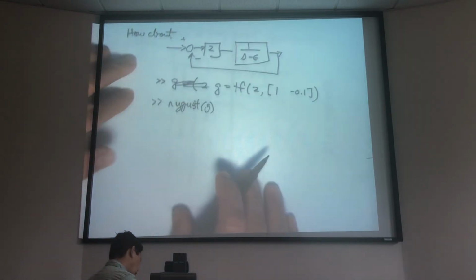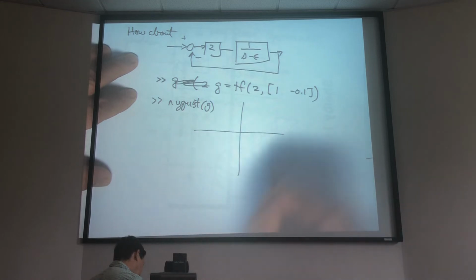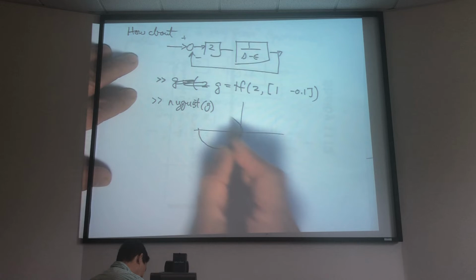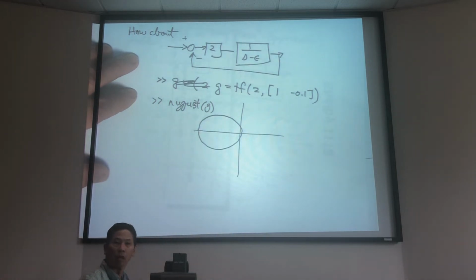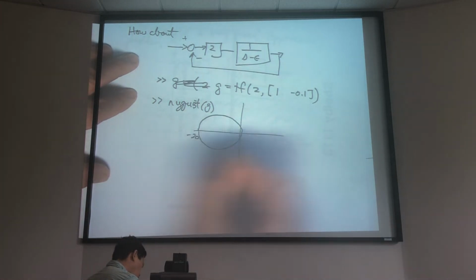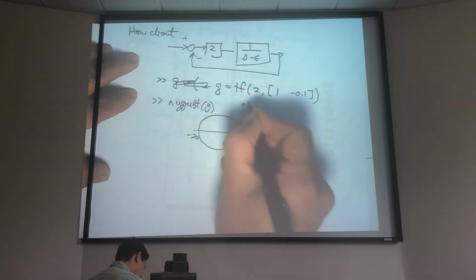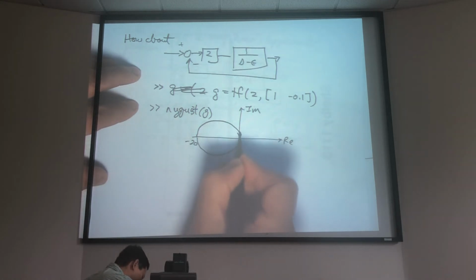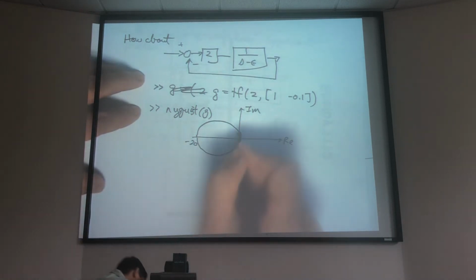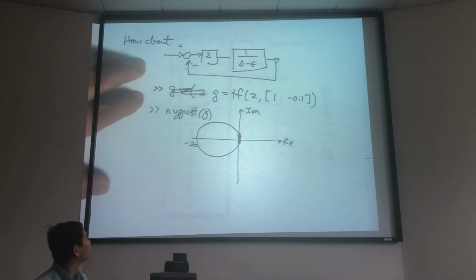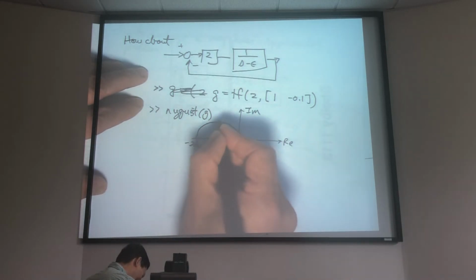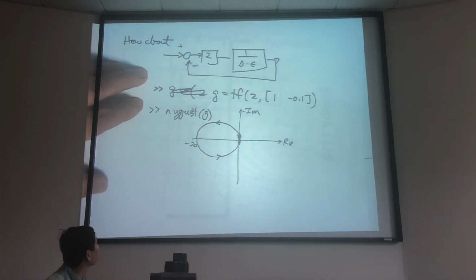So let's take a look and see what that does. I'm going to sketch this out off the top of my head. The plot's going to look something like this now. And this is going to be negative 20. And I think the arrows are going to go this way. I'm just thinking off the top of my head.